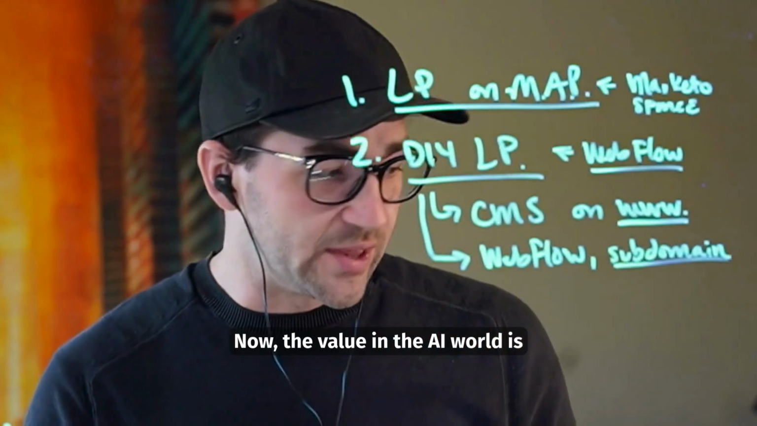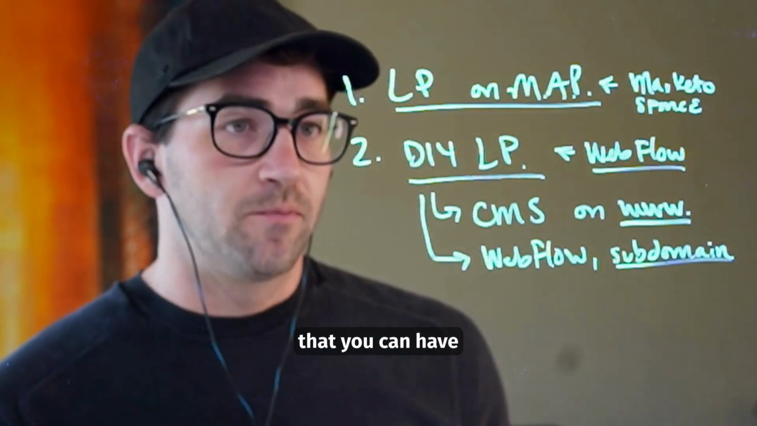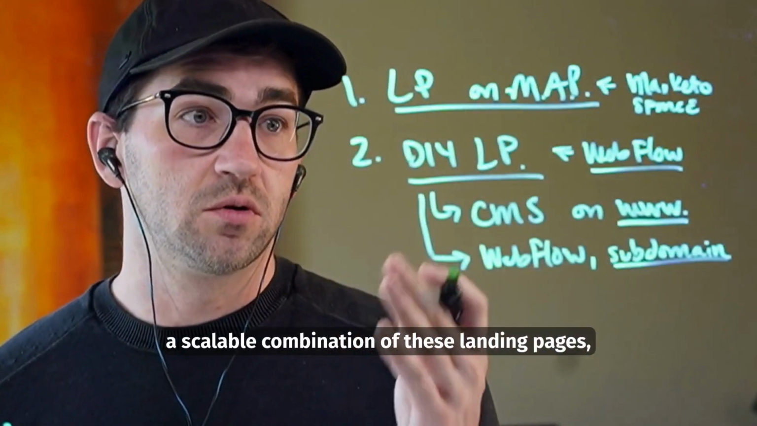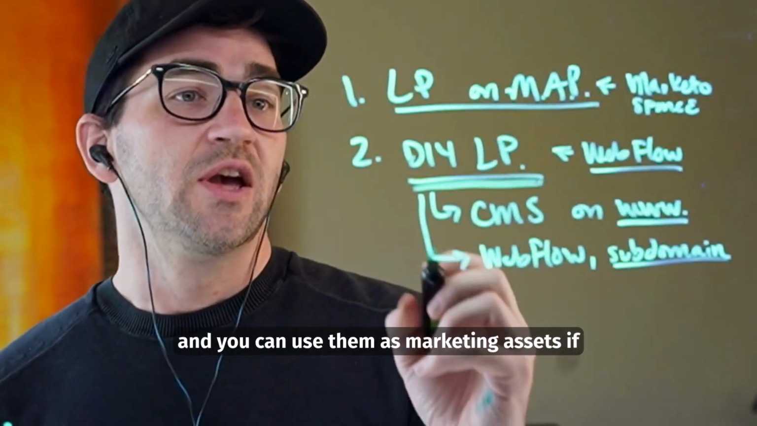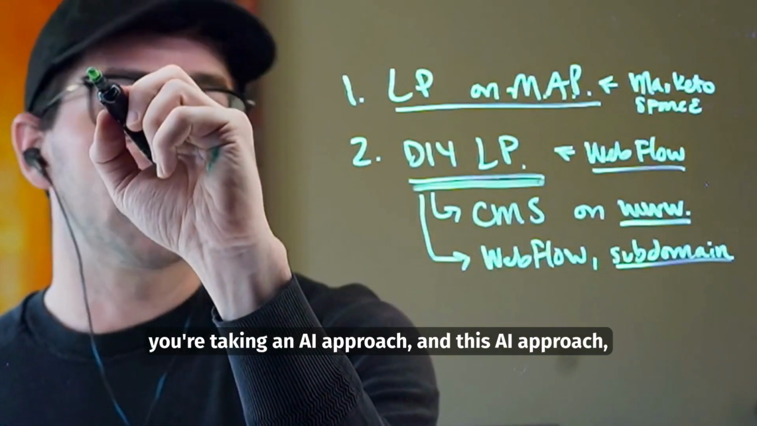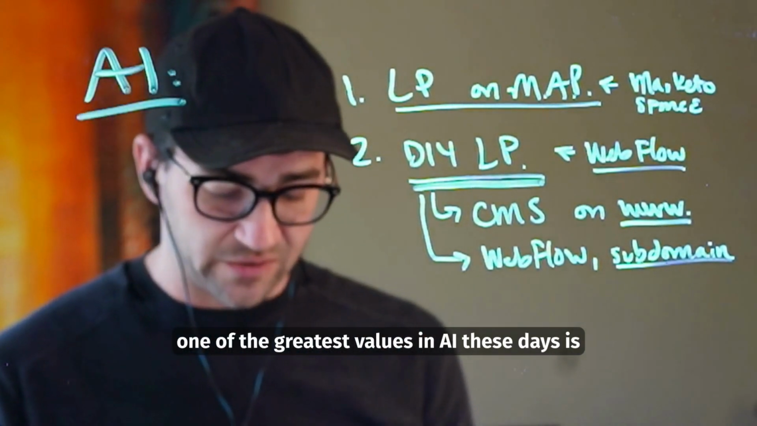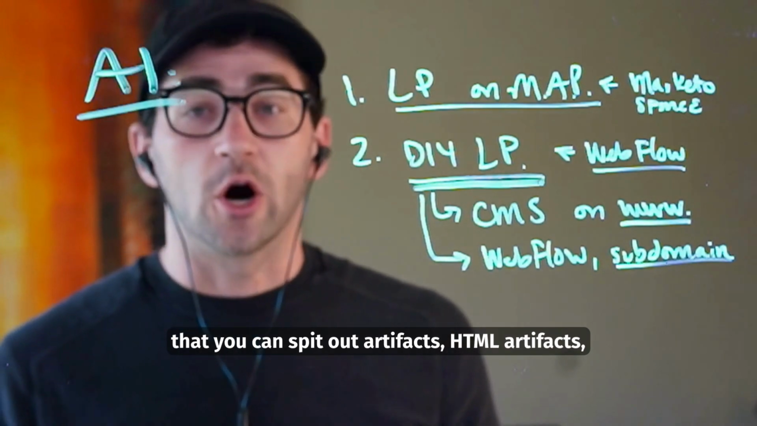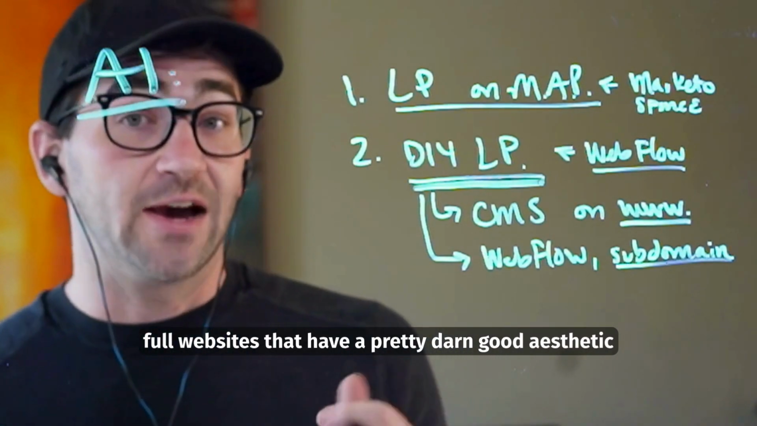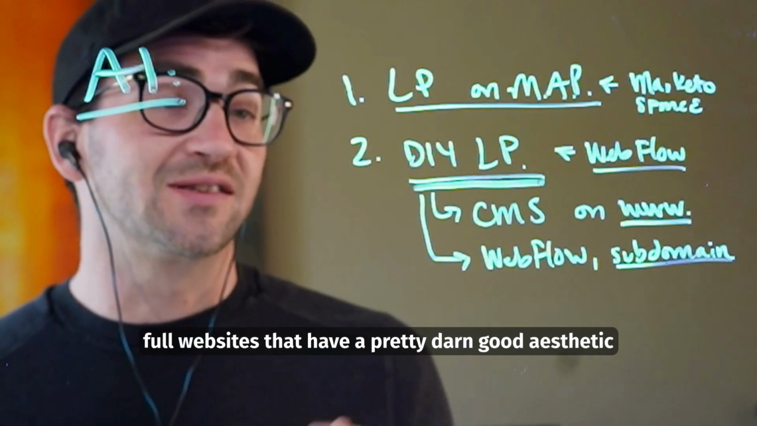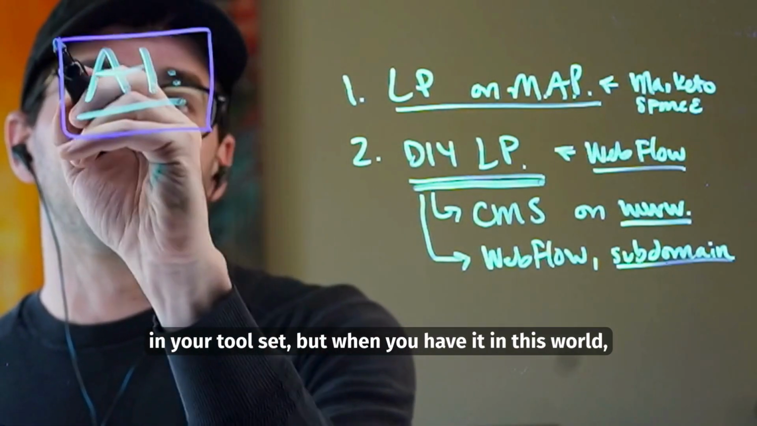Now, the value in the AI world is that you can have a scalable combination of these landing pages, and you can use them as marketing assets if you're taking an AI approach. And one of the greatest values in AI these days is that you can spit out artifacts, HTML artifacts, full websites that have a pretty darn good aesthetic, as long as you're making sure that it works in your tool set.